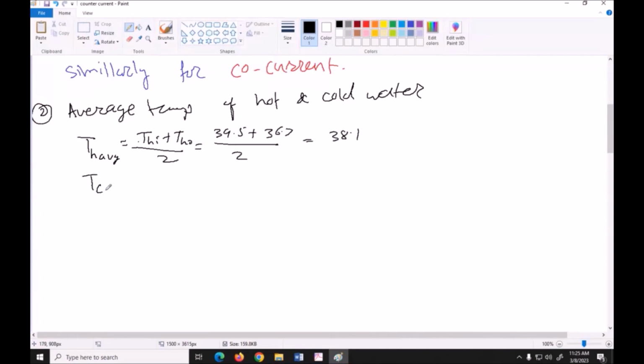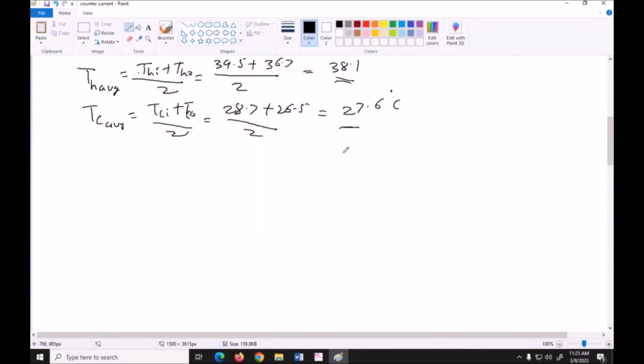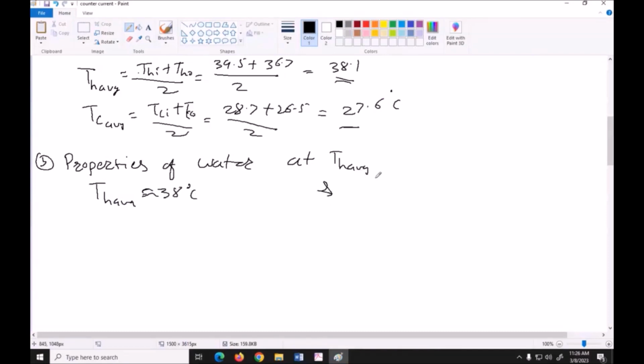And TC average is equal to TCI plus TCO divided by 2. As I told you, the properties of the fluid are at 38 and 27. So we'll take number 3, properties of water at TH average. TH average is 38 degrees centigrade and TC average is around 27 degrees centigrade. We'll take it the same.